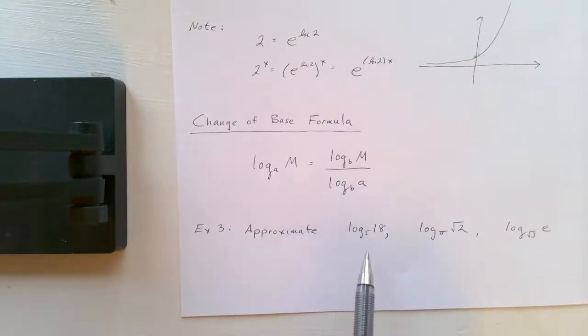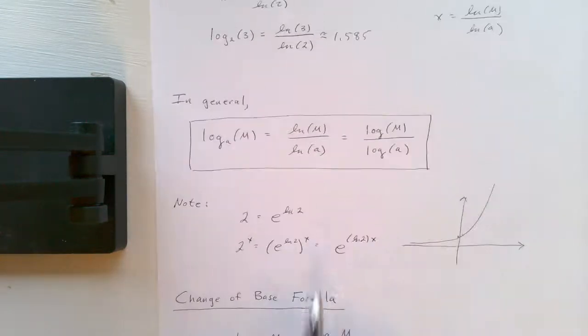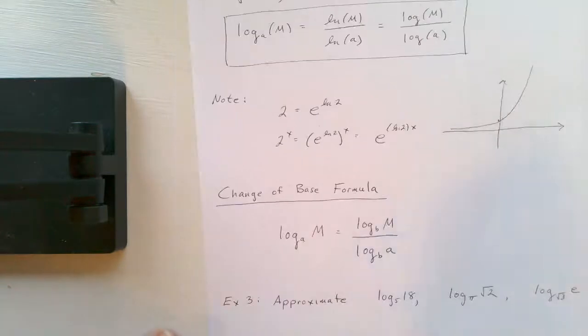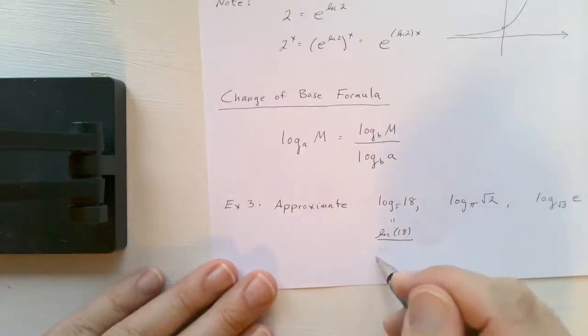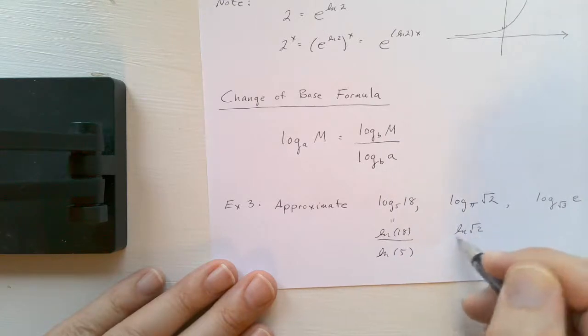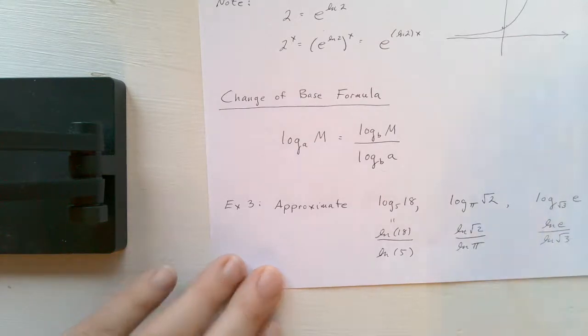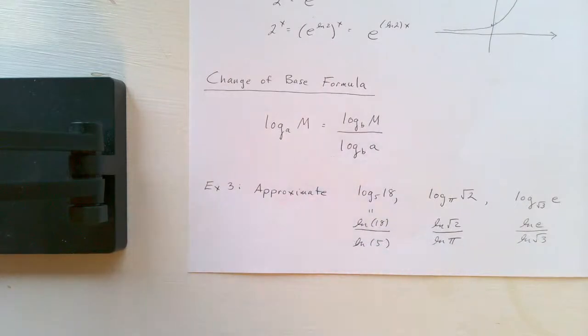All right, so if we wanted to approximate these, we would just use this formula. This is going to be the natural log of 18 divided by the natural log of 5. This is the natural log of square root 2 divided by the natural log of pi. And this is the natural log of e divided by the natural log of square root 3. Then we'll pause the video and find the decimal approximations.